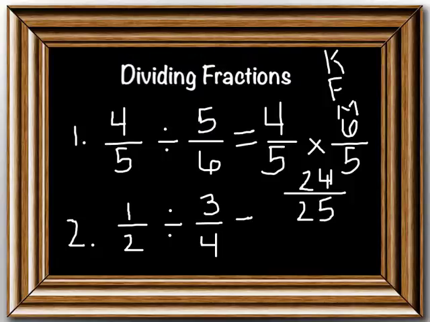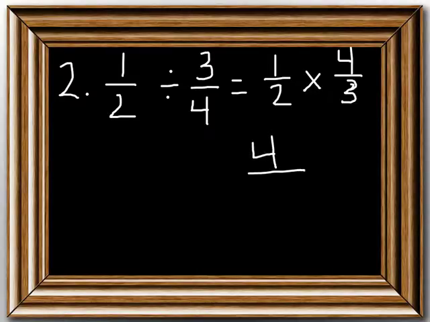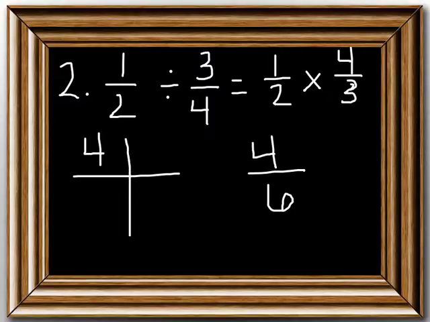Now I'm going to try 1/2 divided by 3/4. I'm going to bring this onto the next page. So 1/2 divided by 3/4. I'm going to keep 1/2, flip my sign, flip my fraction, and then multiply. 1 times 4 is 4, and 2 times 3 is 6. I know that 4 and 6 are both even numbers, so automatically I know this can be simplified.